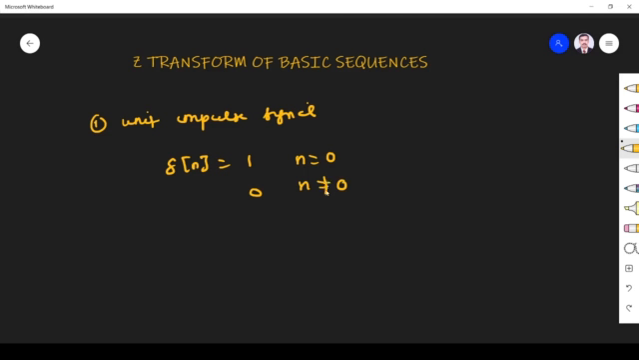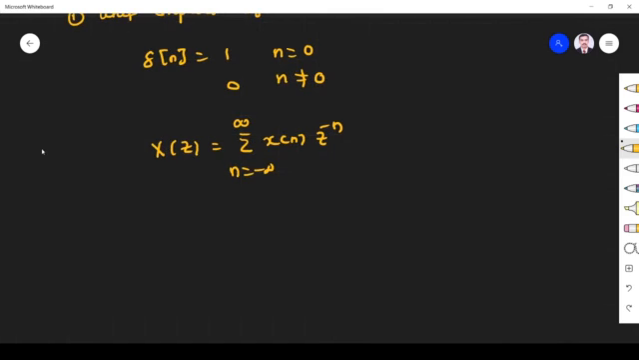I want to find the Z transform of the unit impulse. So x of z is equal to the summation, n goes from minus infinity to plus infinity, of x of n times z power minus n. Here my signal is del of n, so the summation of del of n times z power minus n.